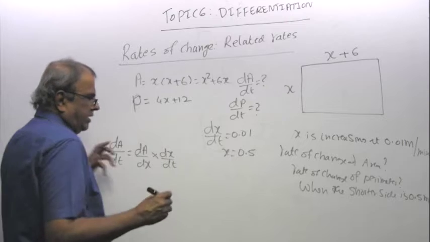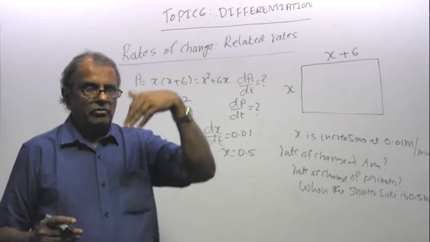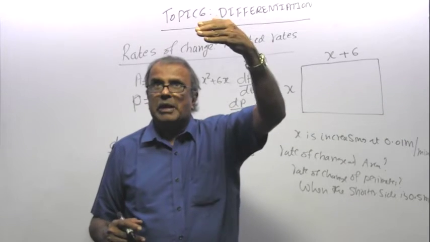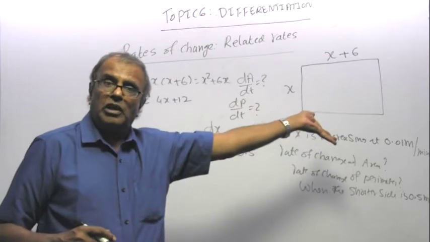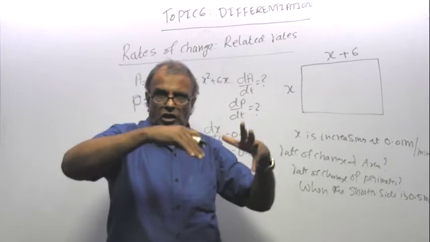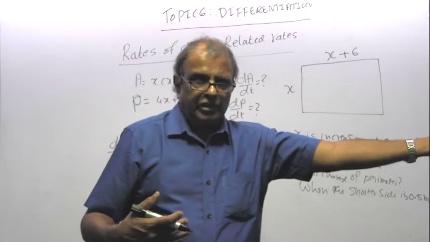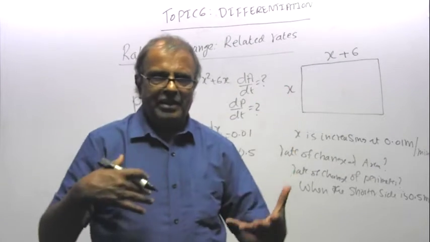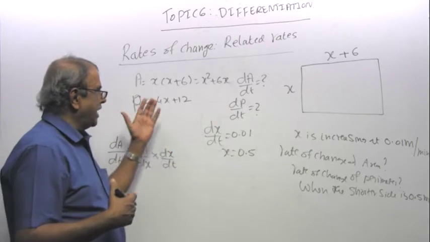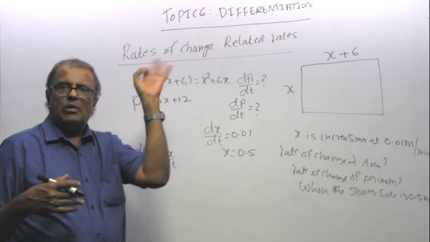In this case, you know dx by dt, you are finding dA by dt. In another question, maybe you are given the rate of change of volume, and you have to find the rate of change of surface area. So from volume, you get the rate of change of radius. From radius, you get the rate of change of surface area. But to do all that, many a time students get themselves into knots trying to use different methods. Stick to just one formula, it will work.